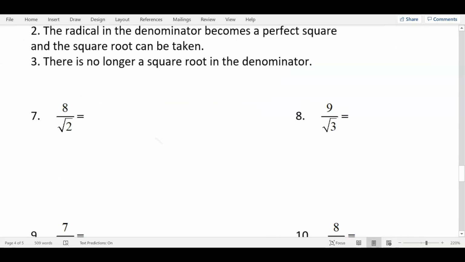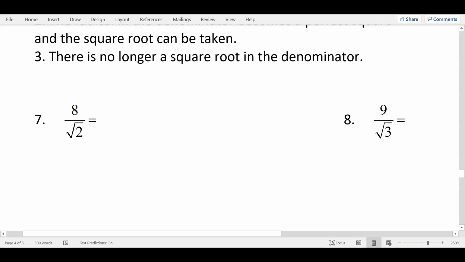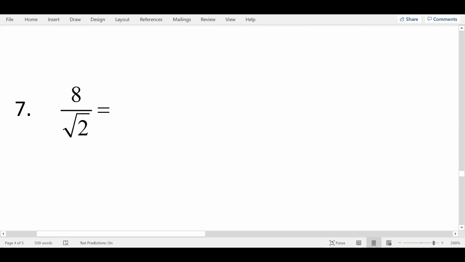So let's do 7 and 8 together. Number 7, do I have a square root on the bottom? I do. That's a no-no. So how do I get rid of a square root on the bottom? Times the same square root, right? So get rid of that equals. I don't need that yet. So again, no square root on the bottom, so times the same square root of 2 on the bottom and on the top.